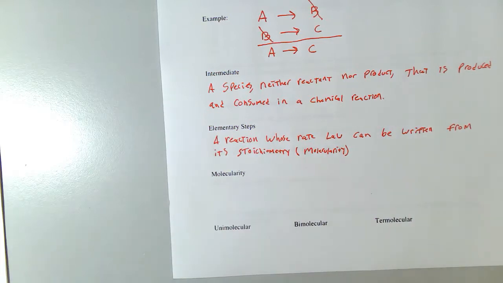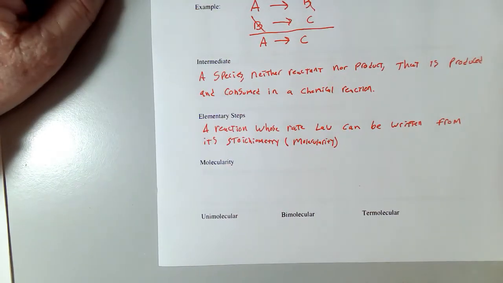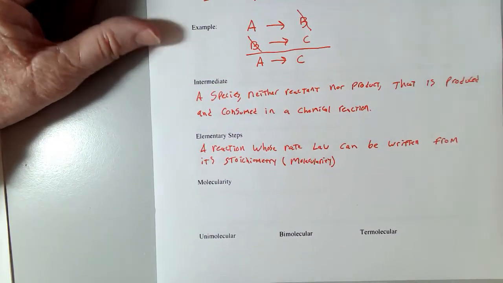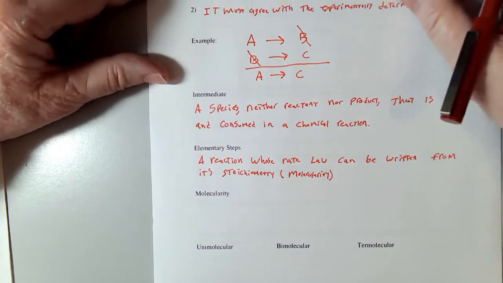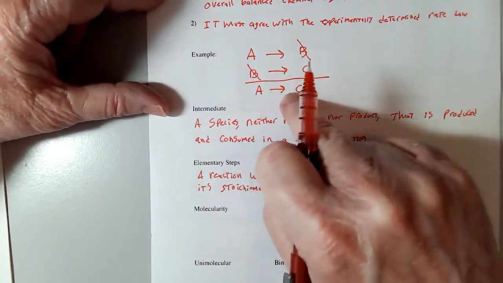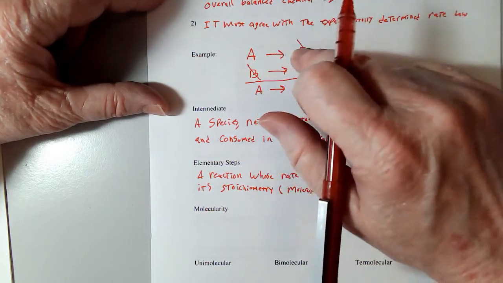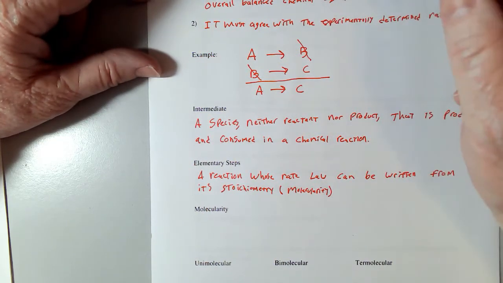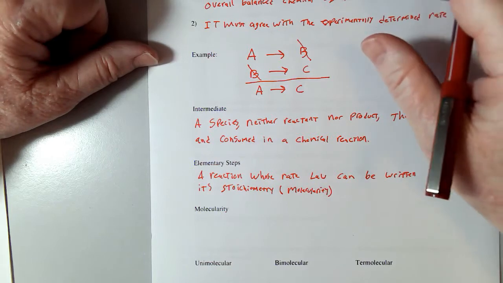Now that goes against everything I talked about on the first pages of this outline. I said you can't just look at a balanced chemical equation and determine a rate law. And that is still true. The difference today is that we're not looking at the overall balanced equation. We're looking at the slowest step in the mechanism, which is an elementary step. Okay? We'll come back and look at that some more.